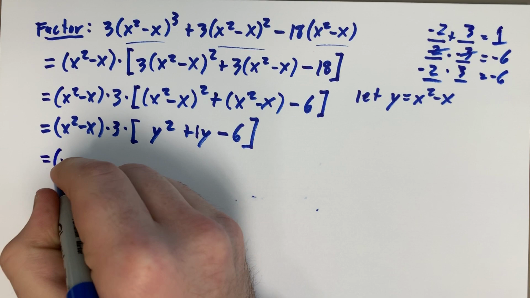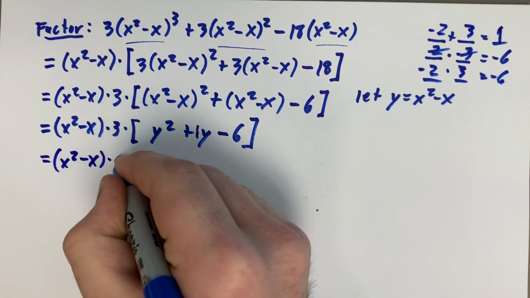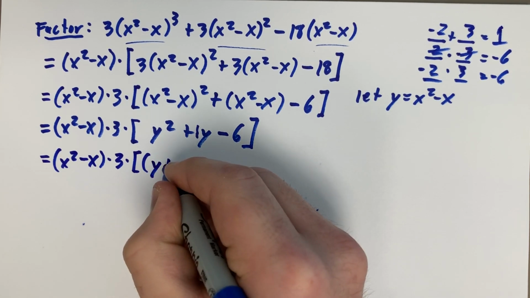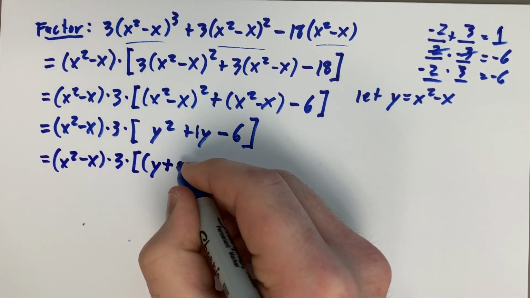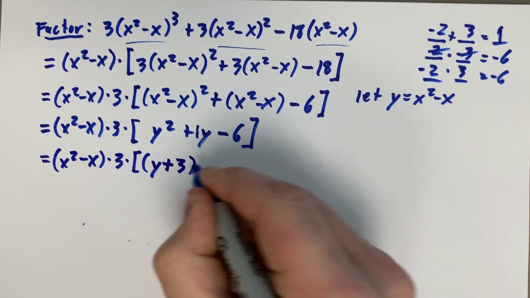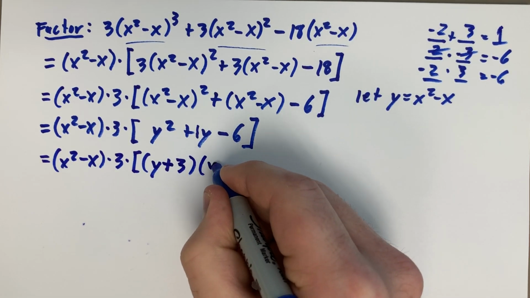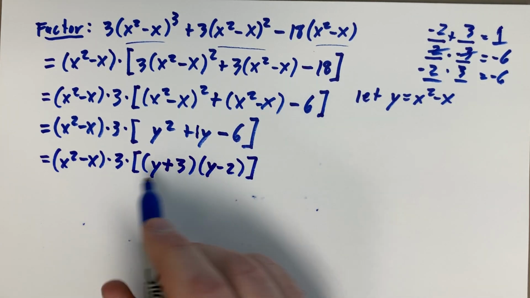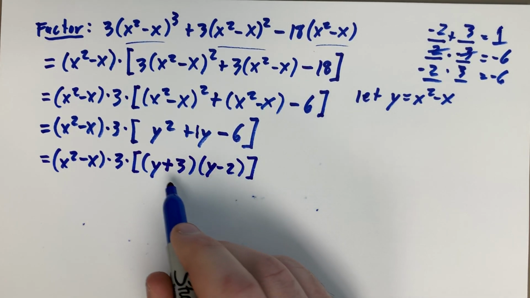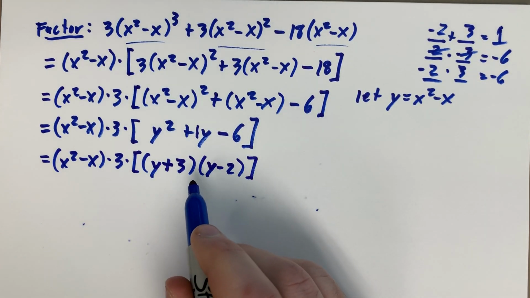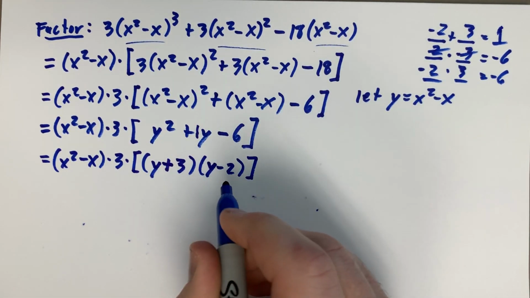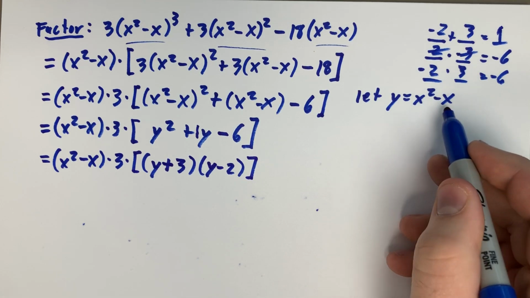So carrying everything that I'm not working with at the moment along for the ride, I can factor this as y plus 3 and y minus 2. All right, so this is fully factored at this point. However, we have a factorization in terms of y. We have an expression up here only in terms of x. So we're going to have to do a resubstitution with x squared minus x here.